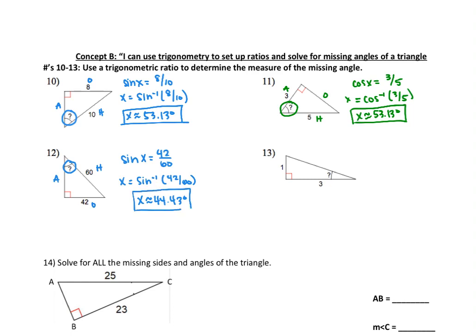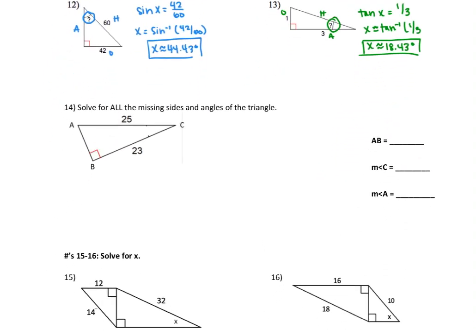And right, number 13, circle my reference angle, label my sides. So I have O and A, which means I'm going to use tan. So tan x equals 1 over 3. And to get my angle, I'm going to use inverse tan. X is approximately 18.43 degrees.